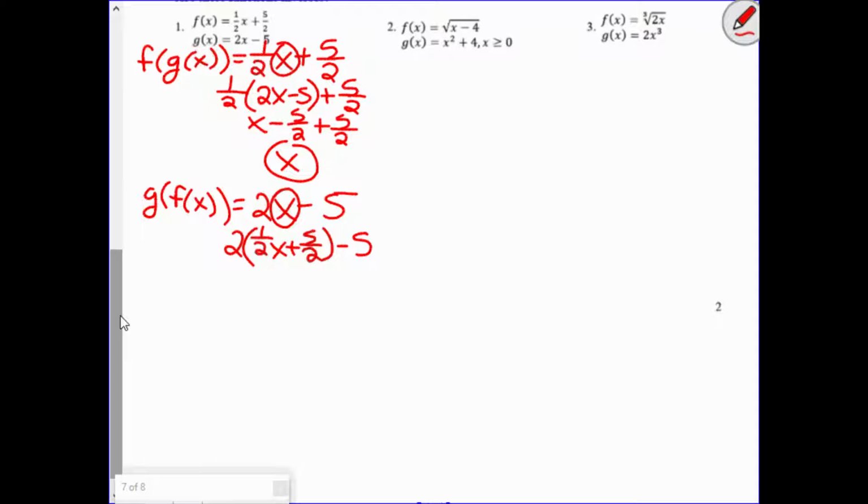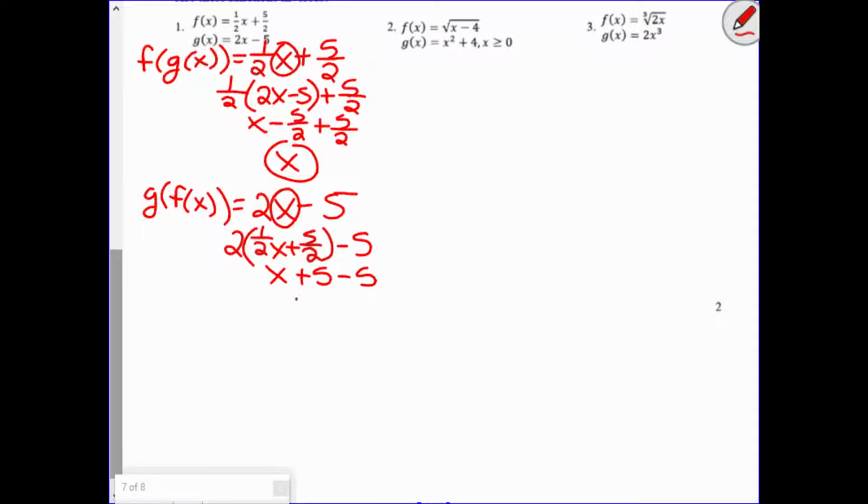Distribute the 2. 2 times 1/2, cancel. 2 times 5 halves. The 2 here cancels out the denominator of this fraction, leaving me with just 5. Make sure you know how fractions work when you multiply like that. And then what?